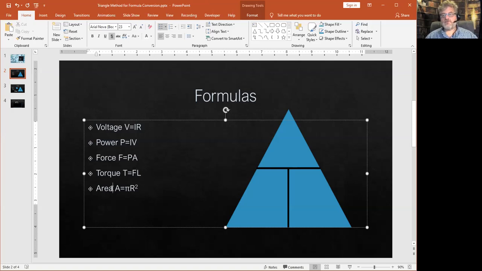And the last formula I'm going to use is area of a circle, which is equal to A equals pi r squared. So that's pi times the radius of the circle squared. So we're going to dive into how to do that.